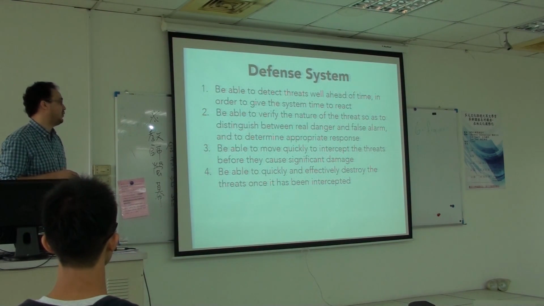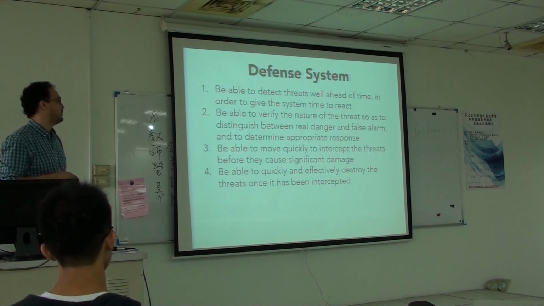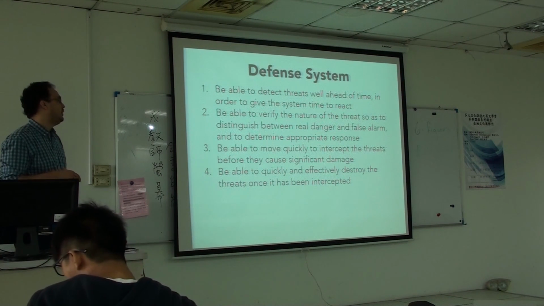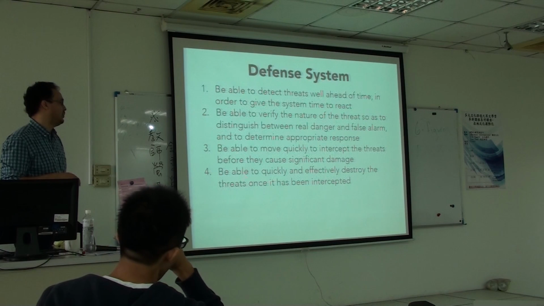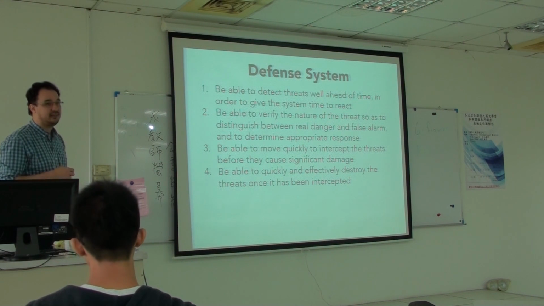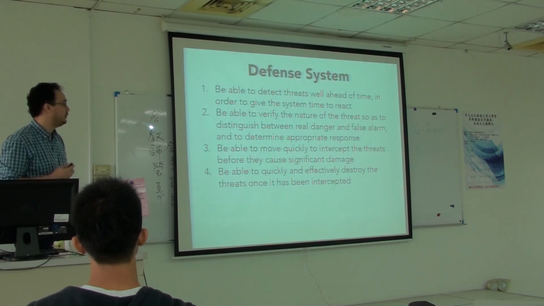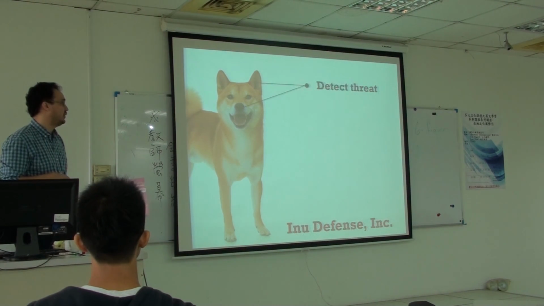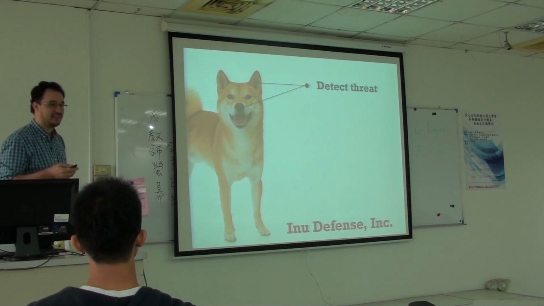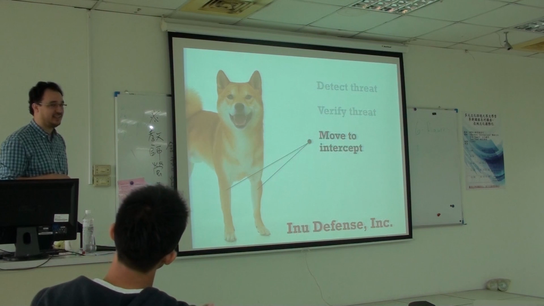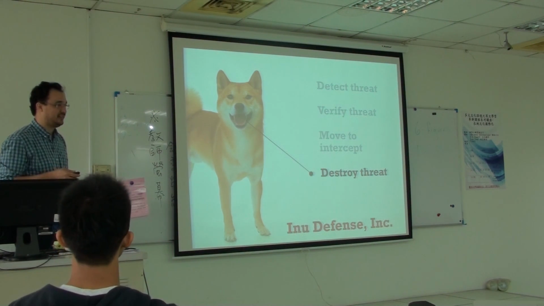What's important? Detect threats ahead of time, system to react, verify nature of the threat to see between real danger and false alarm. Move quickly to intercept the threats, be able to quickly and effectively destroy the threats. Okay? If you have to read this, it's a little boring, it's not very interesting. Alright? Have fun. Use a dog. Guard dog. What does a guard dog do? He can smell or hear threat. He can detect threat. He can see to verify the threat. He can move to intercept with his legs to get there. And finally, destroy threat with the mouth.